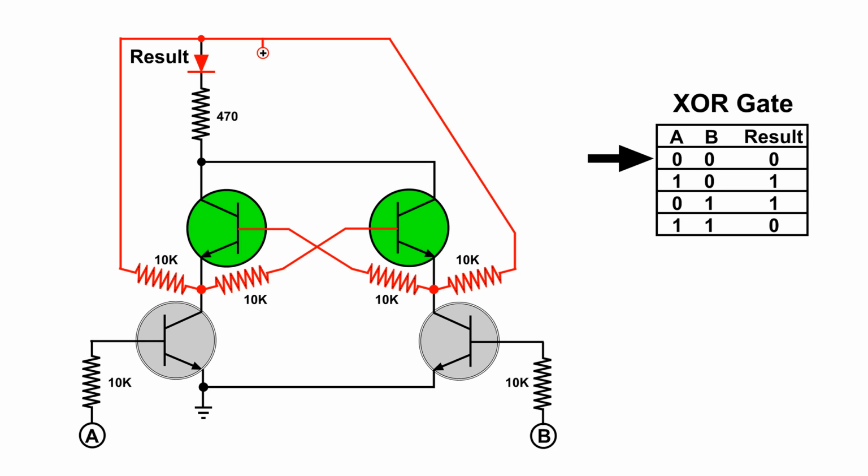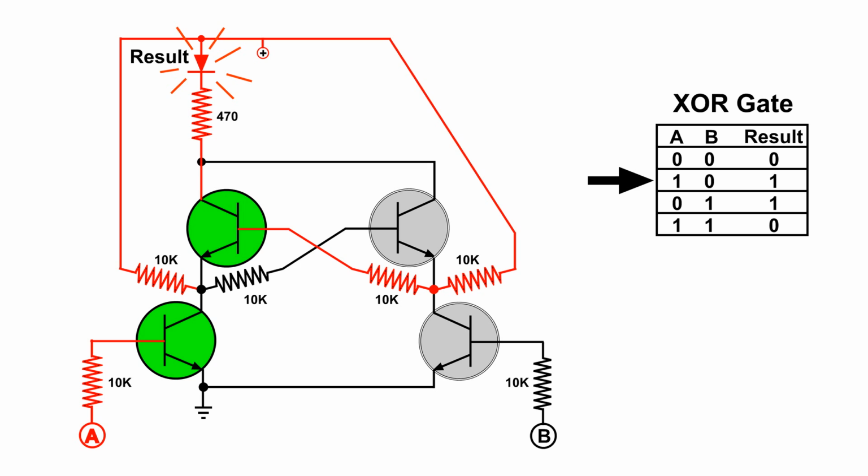Now, when I put an input at A, the bottom left transistor at the collector shorts out the bias for the top right transistor, turning it off. But now we have a path on the left. Both of those transistors are biased to conduct, and we have our LED lit.